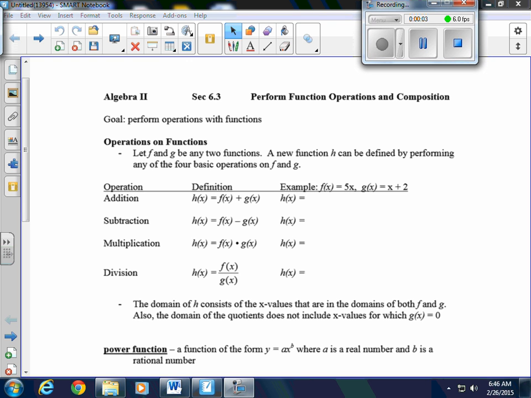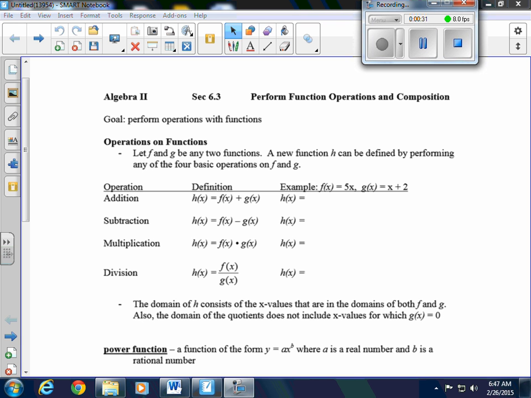Today we're going to be looking at section 6.3, which is on performing function operations and compositions. Our goal is to perform operations with functions. So we're going to be taking some functions today. We'll call them f of x, g of x, h of x, and we're going to be combining them using different operations, whether it's addition, subtraction, multiplication, or division. So that's what we're going to be looking at today, how to perform those operations with some given functions.